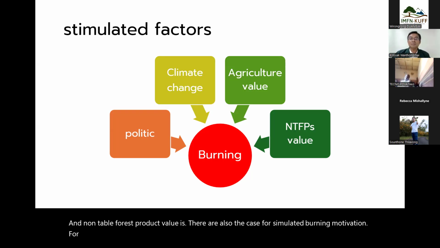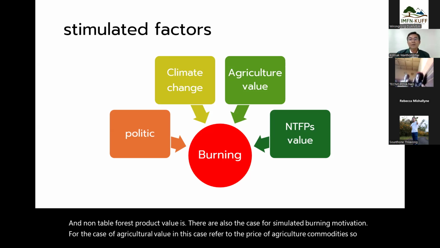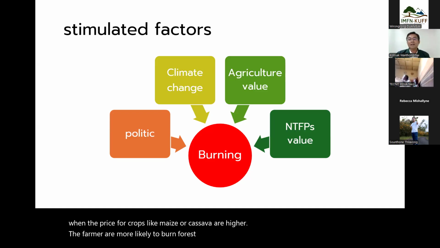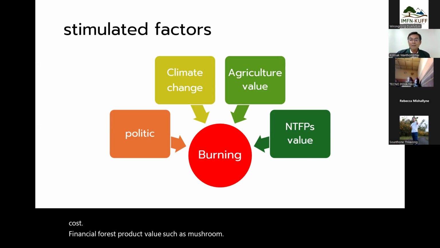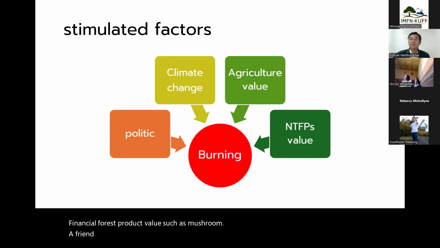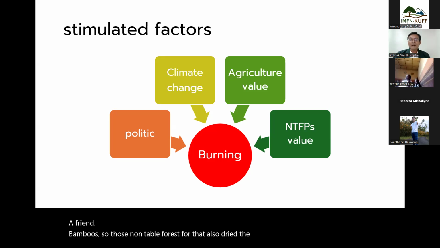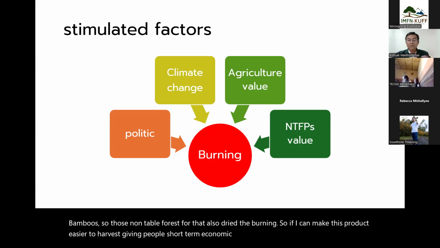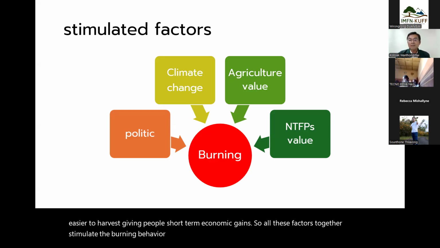For agricultural value, in this case, we refer to the price of agricultural commodities. When the price of crops like maize or cassava is higher, farmers are more likely to burn forest area to expand cultivation quickly and at low cost. For non-timber forest products, such as mushrooms, edible plants, red ants, and bamboo, those also drive burning. Fire can make these products easier to harvest, giving people short-term economic gains. So all these factors together stimulate burning behavior and make fire a recurring tool in both the local economy and land management.